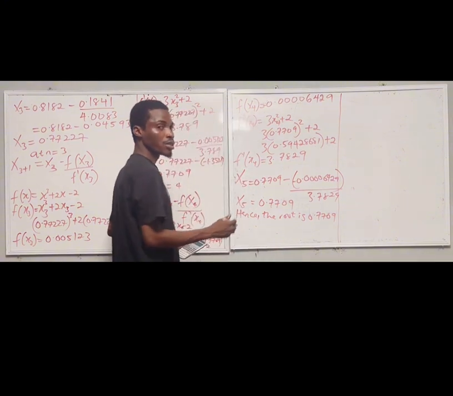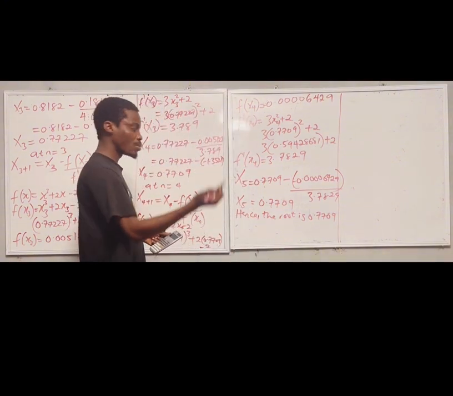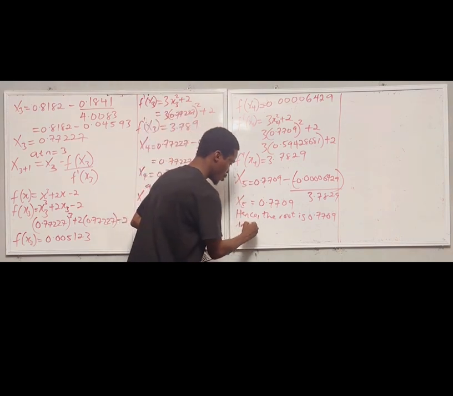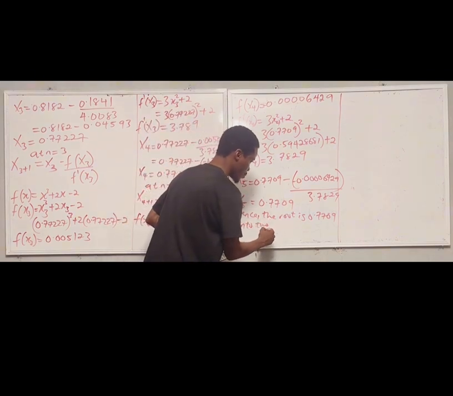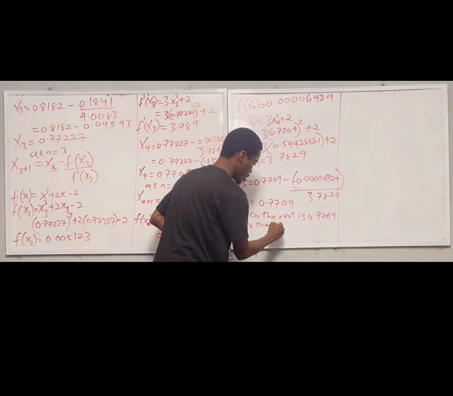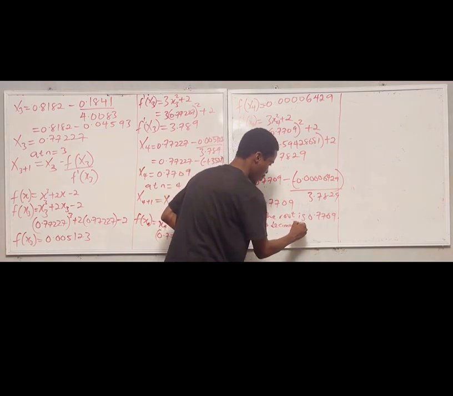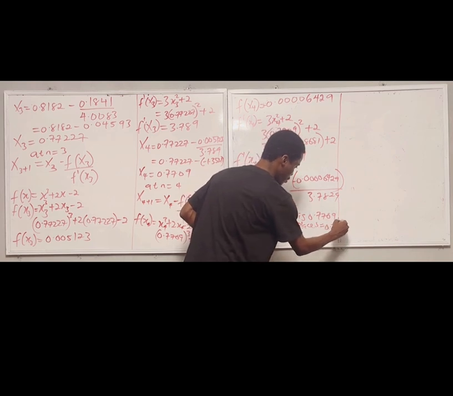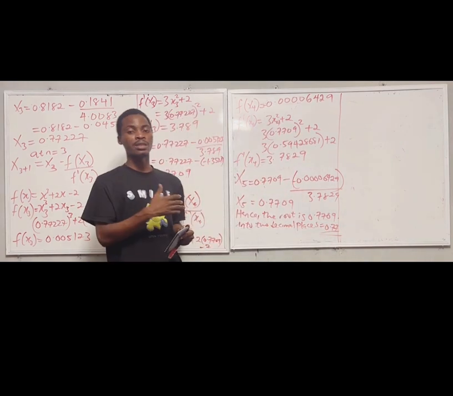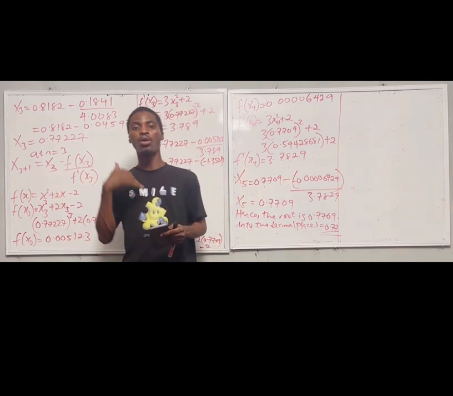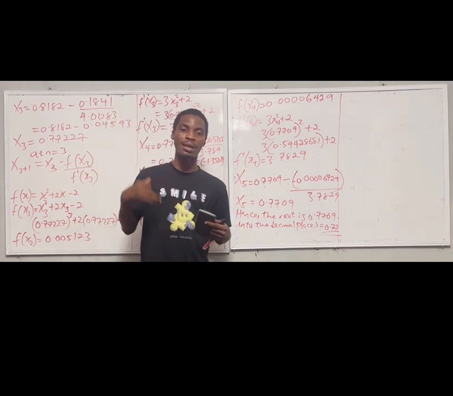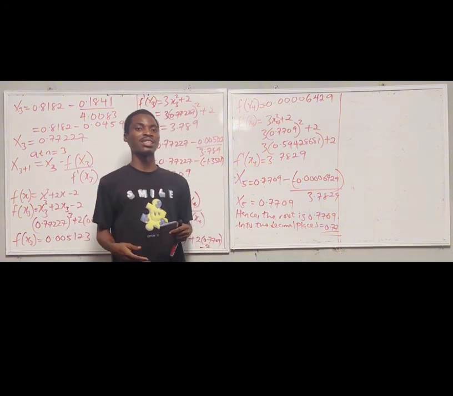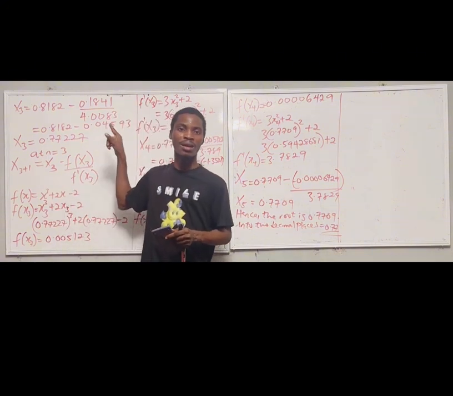Hence, the root is 0.7709. Remember, the question said that we should convert to two decimal places. Since the root is 0.7709, into two decimal places, I will now have 0.77. So this is how to use Newton's method, or the Newton-Raphson method, to solve algebraic equations as well as transcendental equations in numerical analysis.